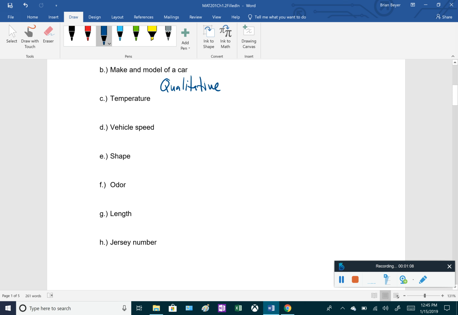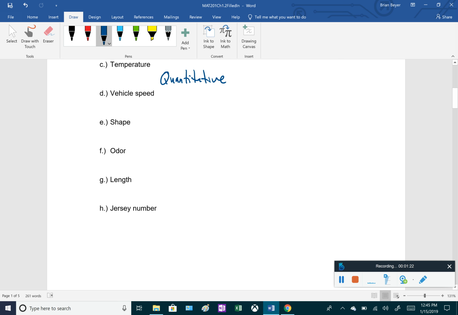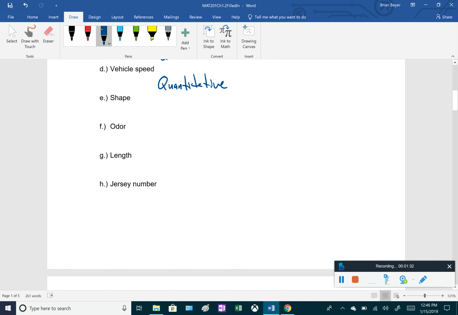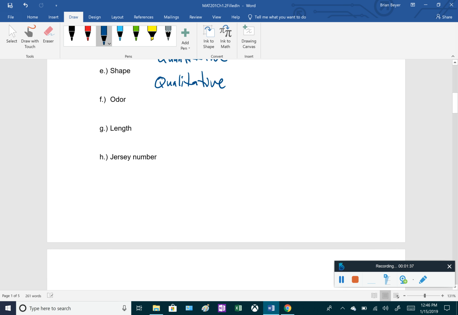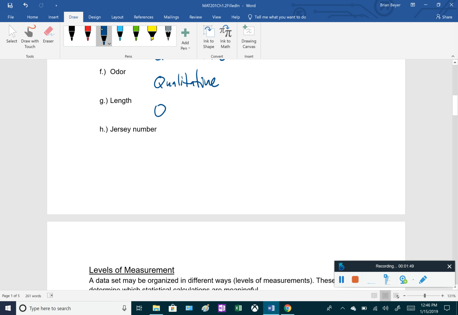For C, we have temperature. Temperature is going to be a numerical measurement, so that's going to be quantitative. And for D, vehicle speed is also going to be a numerical measurement, that's going to be quantitative. For E, we have shape. So shapes are qualitative. And F, odor, so smells are going to be qualitative also. Lengths are numerical measurements, so lengths are going to be quantitative.